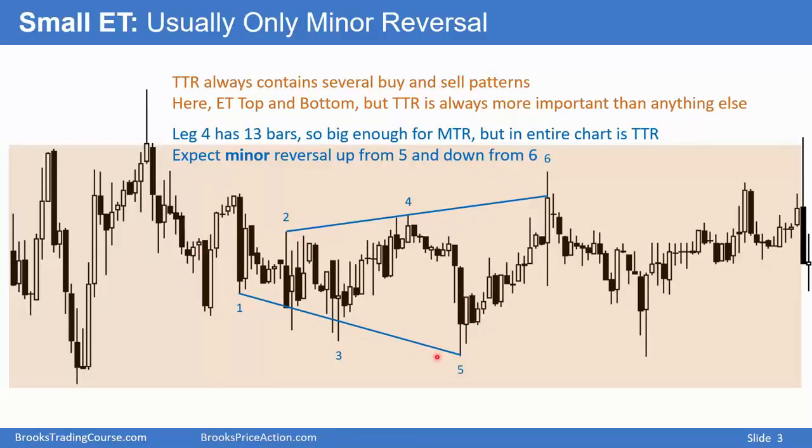Anytime you have an expanding triangle bottom and the market breaks above the top, you have to be thinking that it'll become an expanding triangle top. The patterns can grow. Sometimes you'll get 7 or 8 legs instead of just 5. Eventually, the expanding triangle pattern ends and it becomes something else, a trading range or a bull trend or a bear trend.